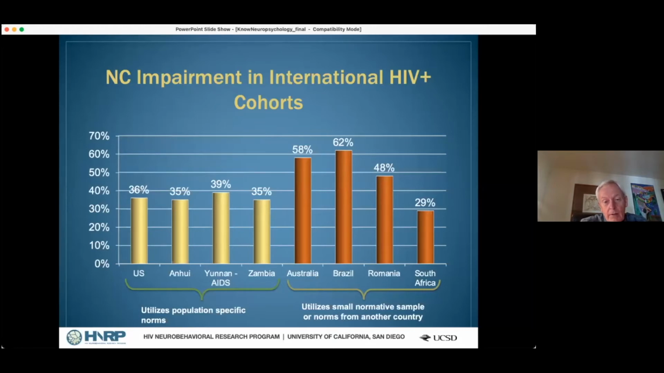And then on the right, we have 4 other places where we had done some work, but had not had the opportunity at this time to develop adequate local norms. So we had to either use the US norms or much smaller samples. And you see there's a lot more variability here. We do not think that the HIV effect is higher in these places because every place where we've been able to do the norms right, we've shown good consistency. Now we're just in the process of publishing much better South African norms.